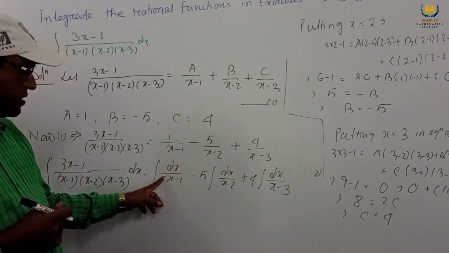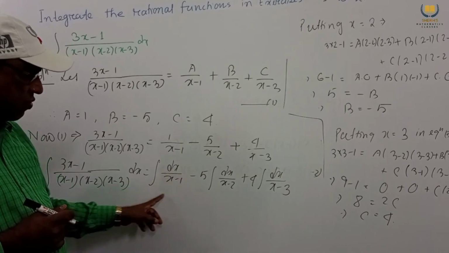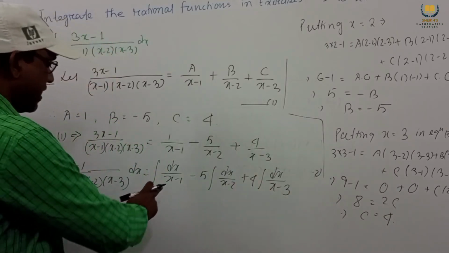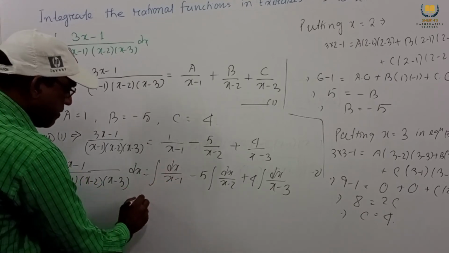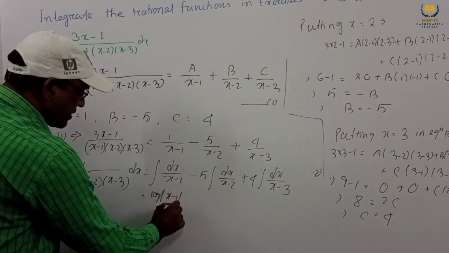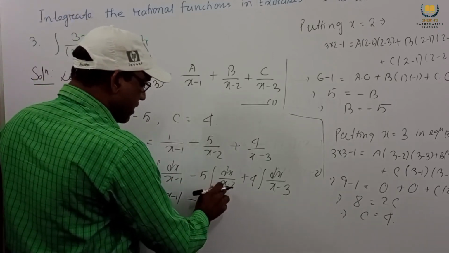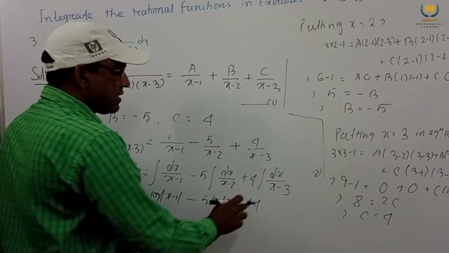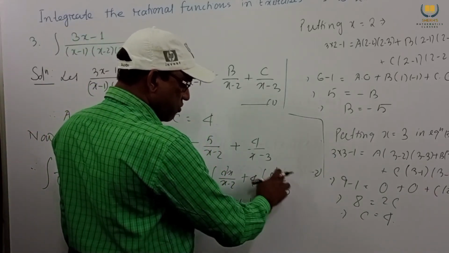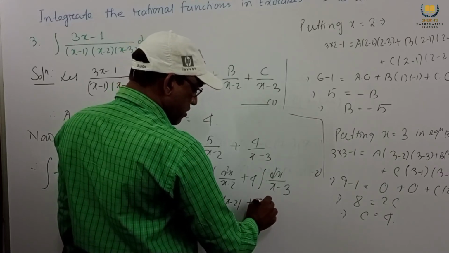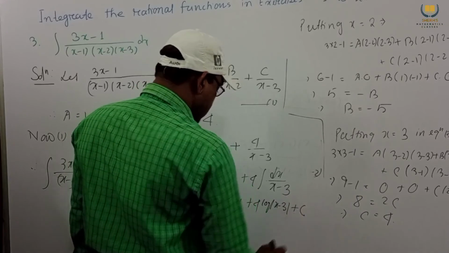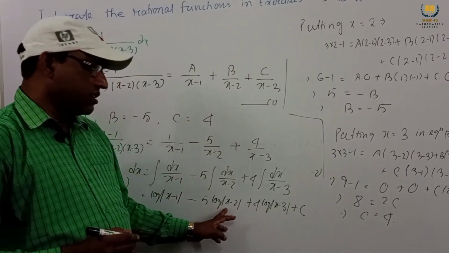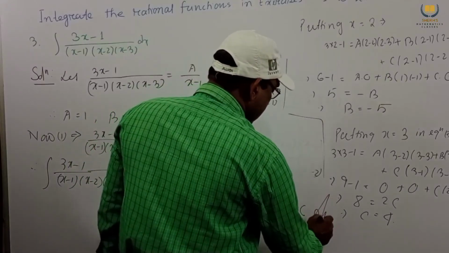Now the coefficient of x is 1 and positive, so I consider this whole as x. Here also the coefficient of x is 1 and positive. Here also the coefficient of x is 1 and positive. If the coefficient of x is 1 and positive, then we consider the whole as x. Integral of dx by x means log modulus of x. So the first is log of modulus x minus 1, minus 5 times log of modulus x minus 2, plus 4 times log of modulus x minus 3, plus C. This is our final answer.